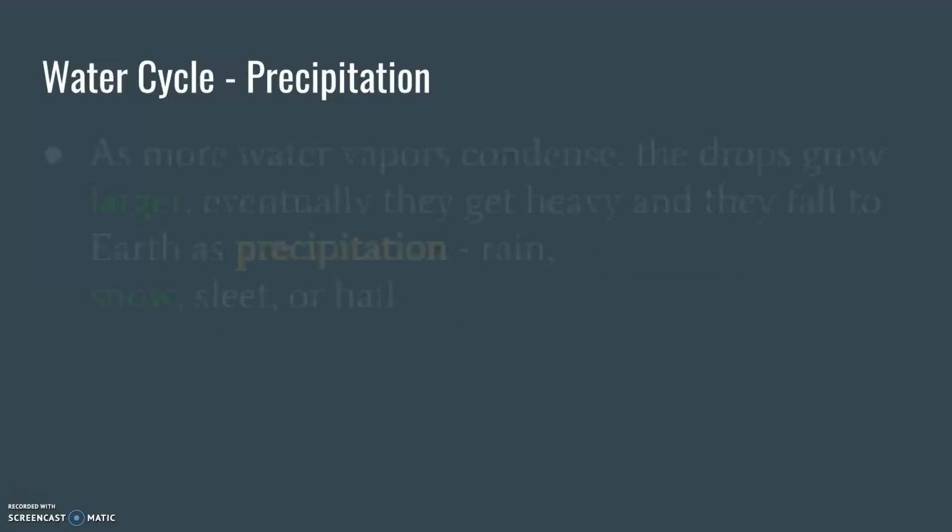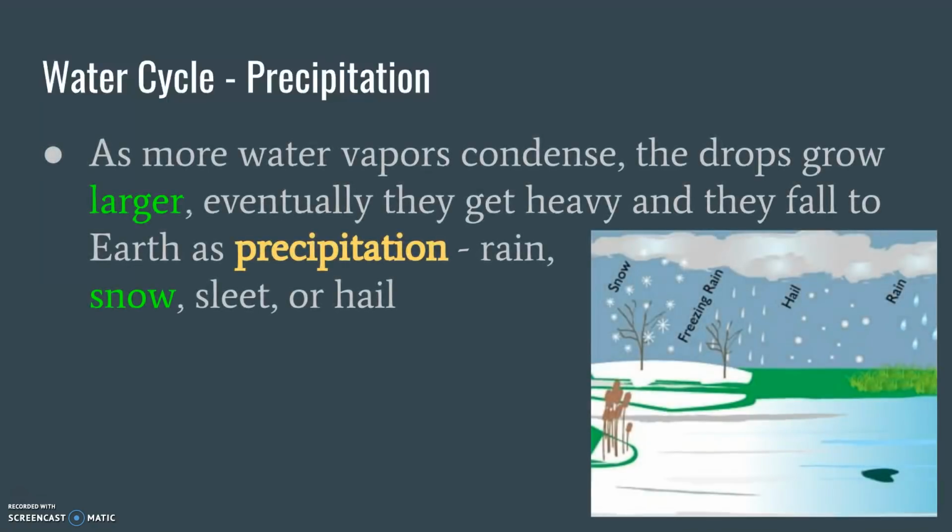Moving on. Precipitation is the easiest one. As the water continues to get heavier and heavier, it grows larger. Eventually it does fall to the earth. Rain, snow, sleet, hail, anything that falls from the clouds is precipitation. Minus like a skydiver. That doesn't count.